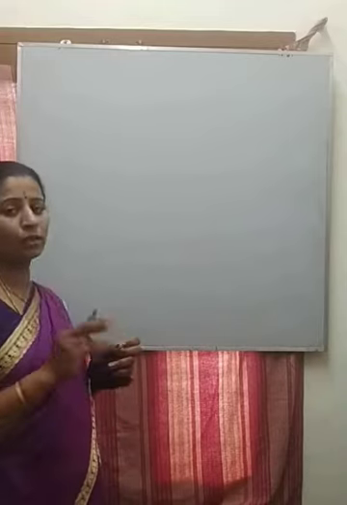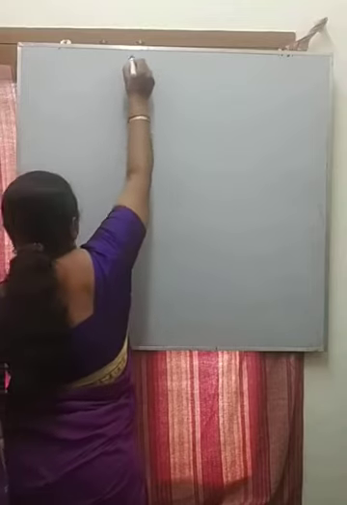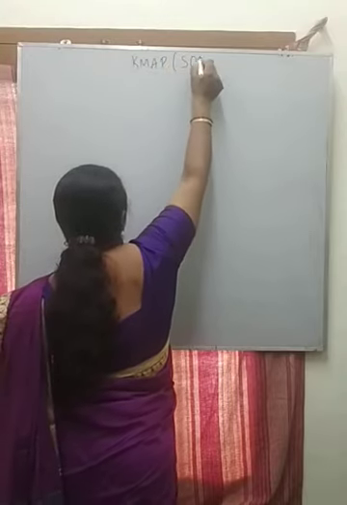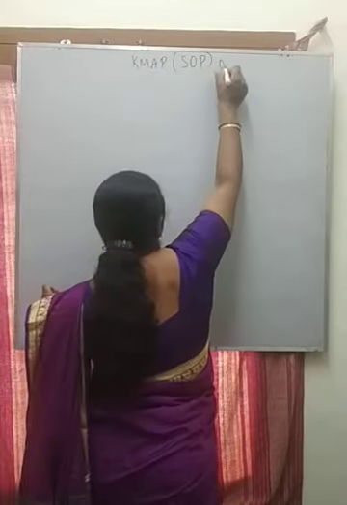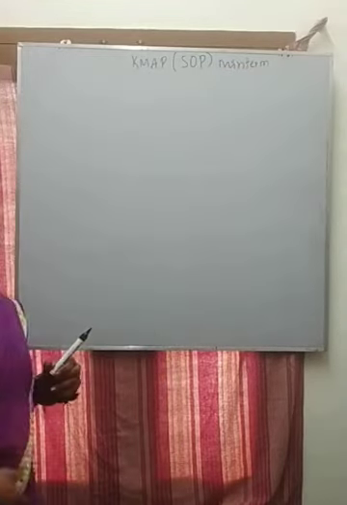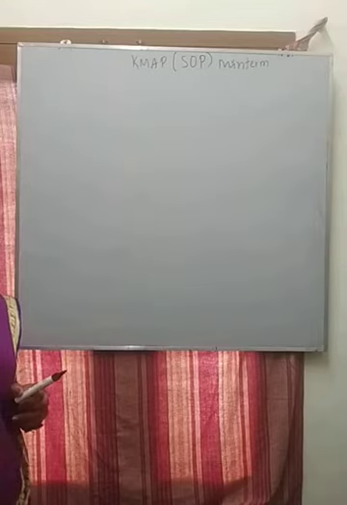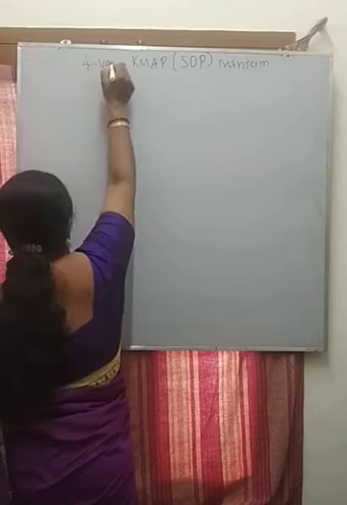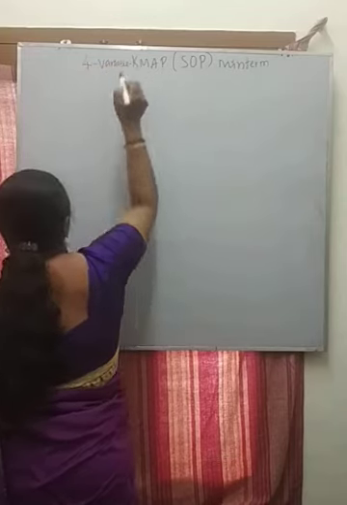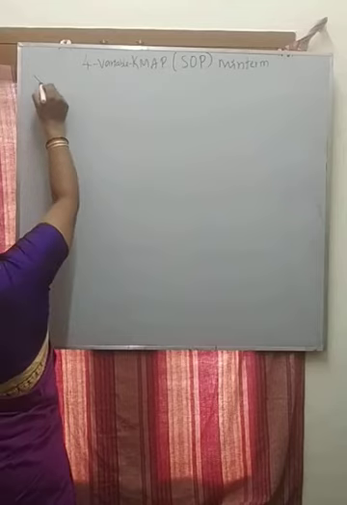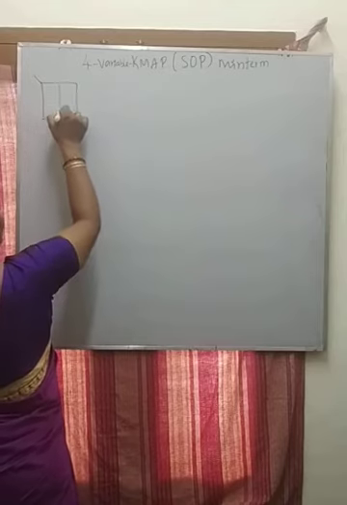Yesterday we discussed your KMAP, that is Karnaugh map. Today we will discuss the 4 variable KMAP, only for SOP, that is your min-term format. After completing your min-term problems, we will move to the max term with the 4 variable KMAP. Okay.